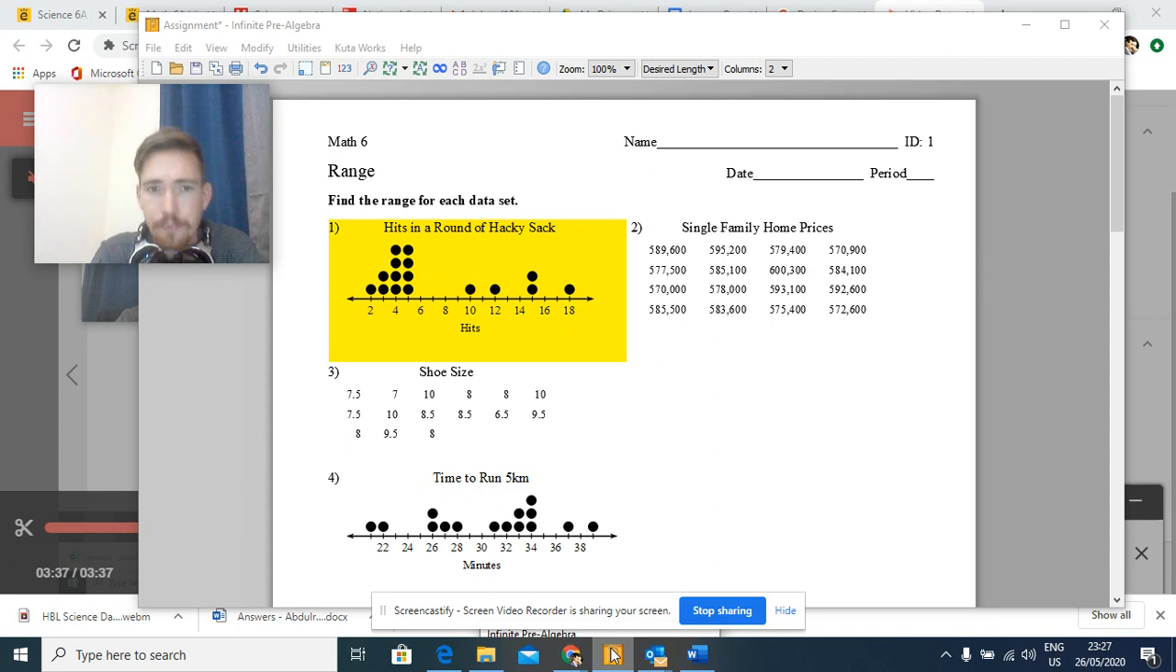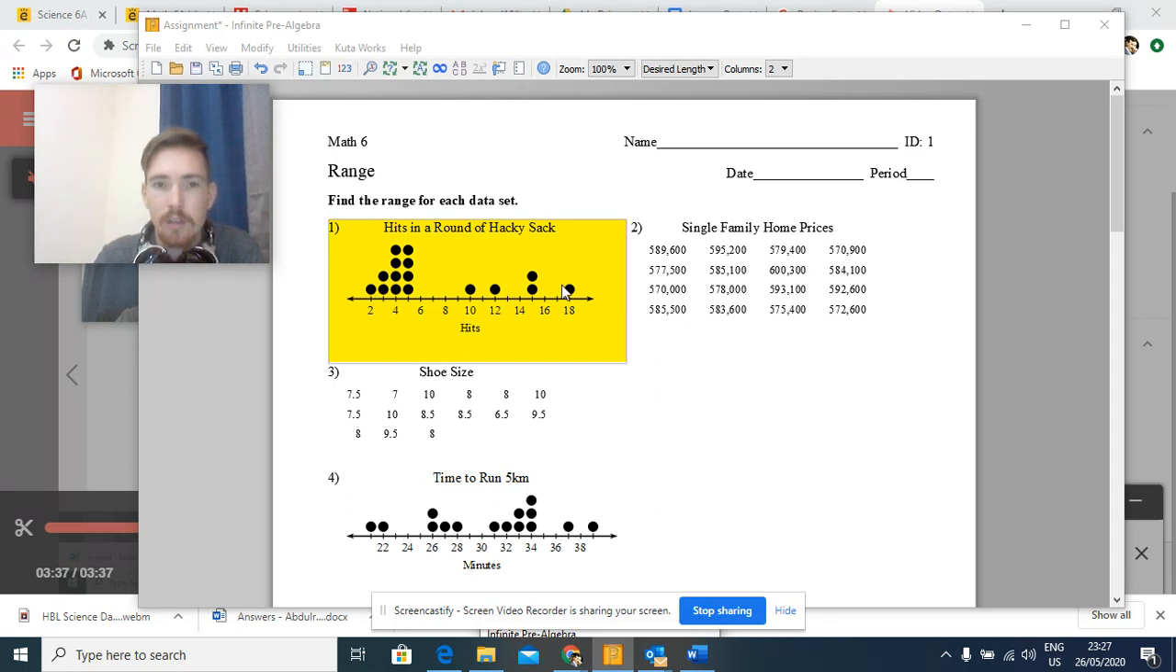Now, range is really easy, okay? All it's doing is looking at the number of data points between the highest entry and the lowest entry. And those are some fancy words for meaning what is the difference between the highest number and the lowest number in the data set, okay? Now, I know you guys all know how to find the difference because it's literally just a subtraction problem. So let's look at this because there's really two ways to find the range, okay?